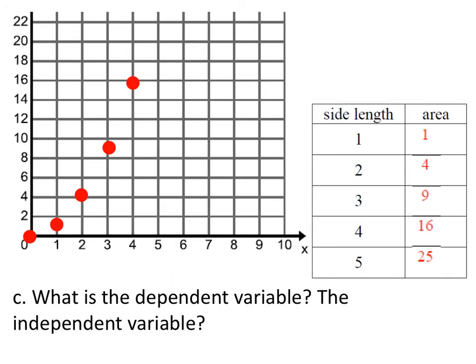So I've gone ahead and put these on a graph for you just so you can kind of see what it would look like on a graph. And we've seen this already, right? We did do one of these like this. So what is the dependent variable? Well, it appears right here that the area is depending on the side length of the square. So the side length is independent and the area is dependent. So we'll just label those. Side length is independent, area is dependent.